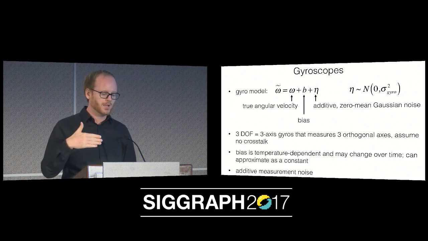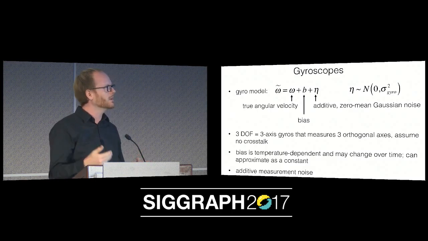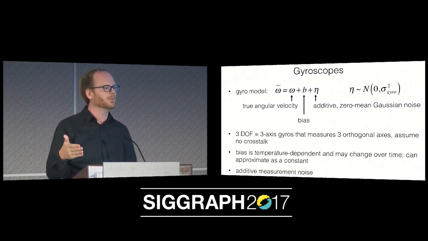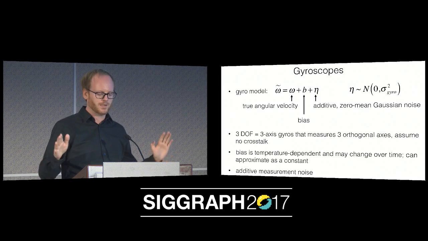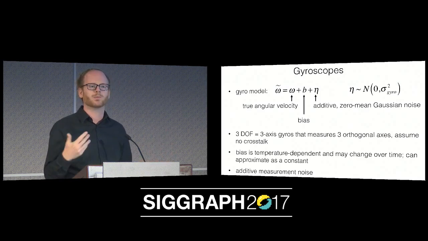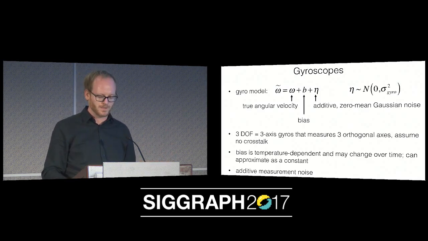The bias is actually temperature dependent. It's a factor that changes the measurements and distorts them. You can think about it as a scalar, but it actually changes slowly over time. But we're just going to ignore that and assume that the bias is a constant value that we can calibrate in a pre-processing step.